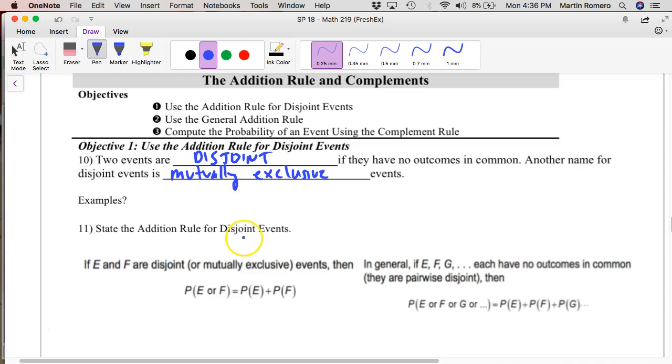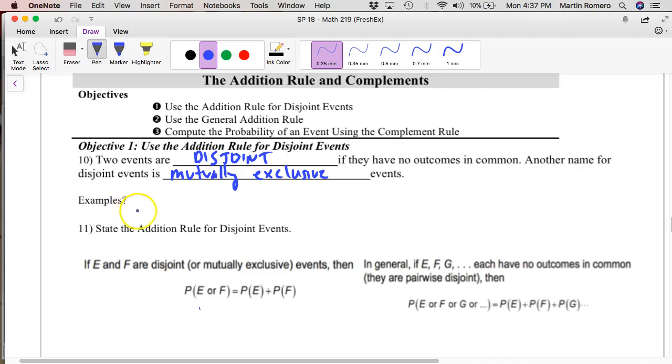Looking at this here, if E and F are disjoint, meaning they have nothing in common, then the probability of E or F is just equal to the probability of E plus the probability of F. In general, if we're looking for more than two outcomes and none of them have anything in common, it's just the sum of all of those probabilities together. And again, it's better to look at some examples so we can see what we mean by disjoint events.